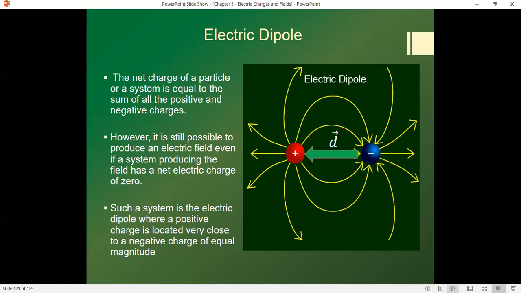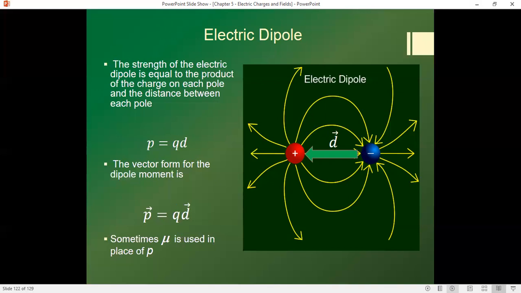the individual charges of each becomes greater and greater. Now, if I move the charges close to one another until they overlap, effectively they will cancel each other out, and therefore the net electric field will be 0. As the separation becomes greater and greater, the field begins to become more and more pronounced. And therefore, we can represent this dipole strength, this electric dipole.